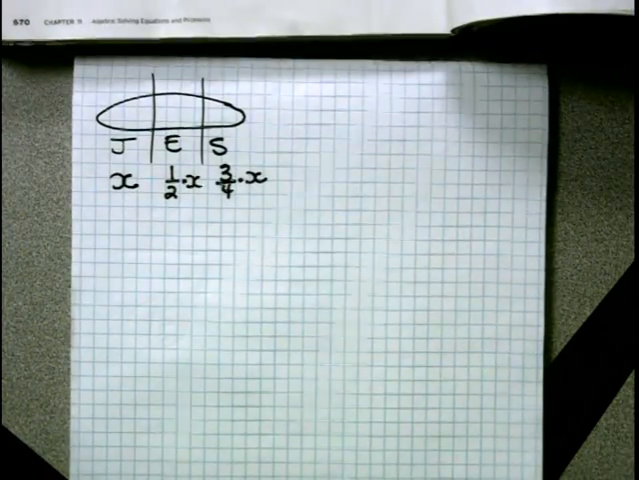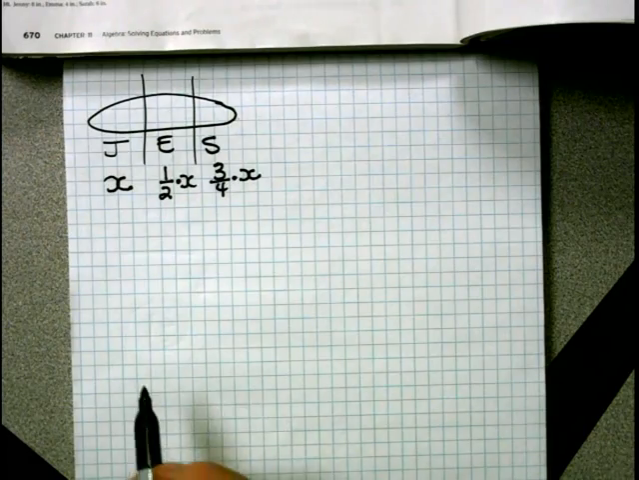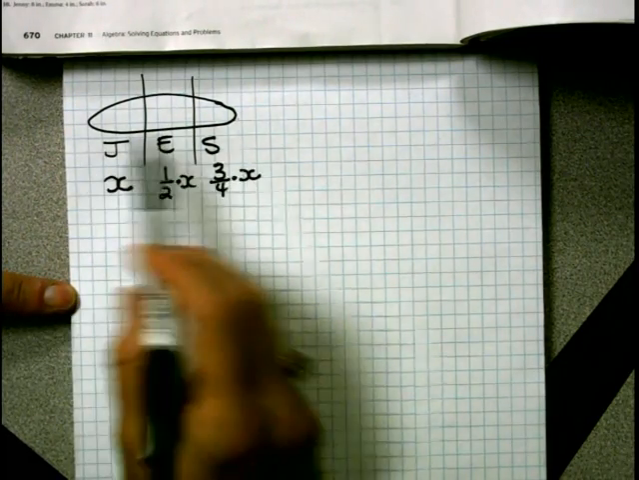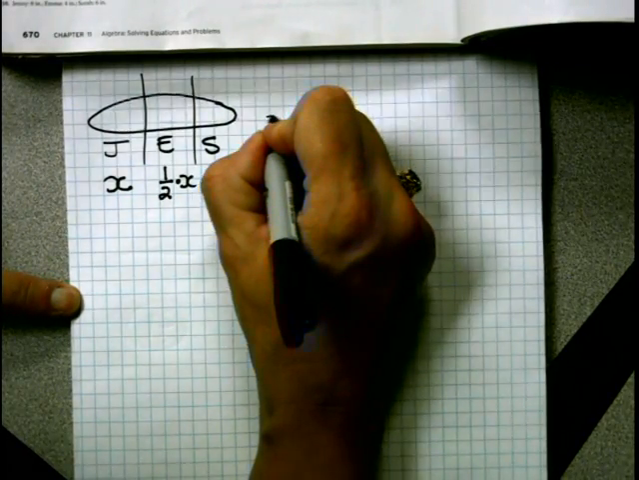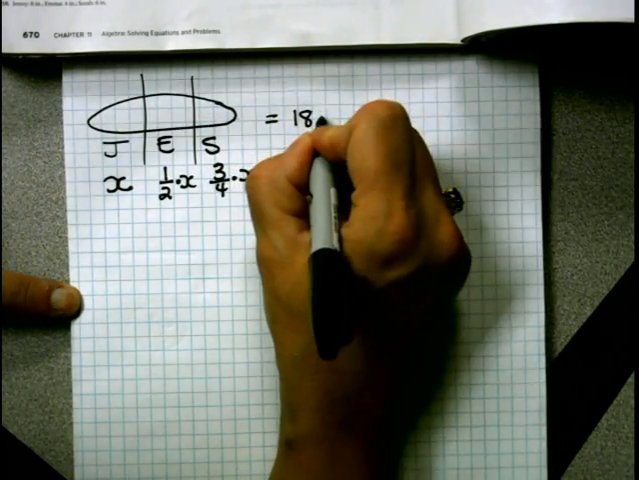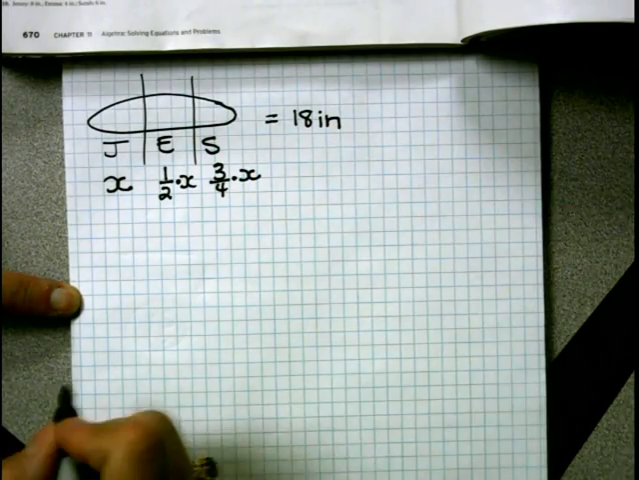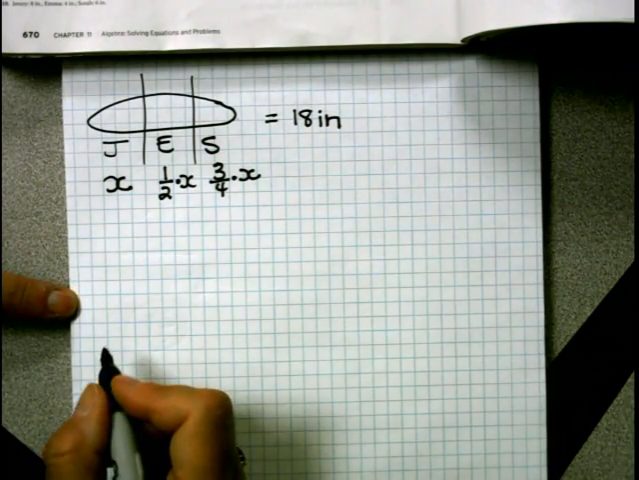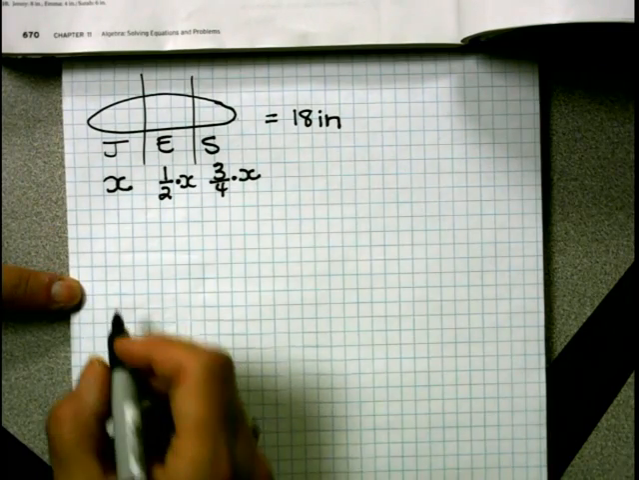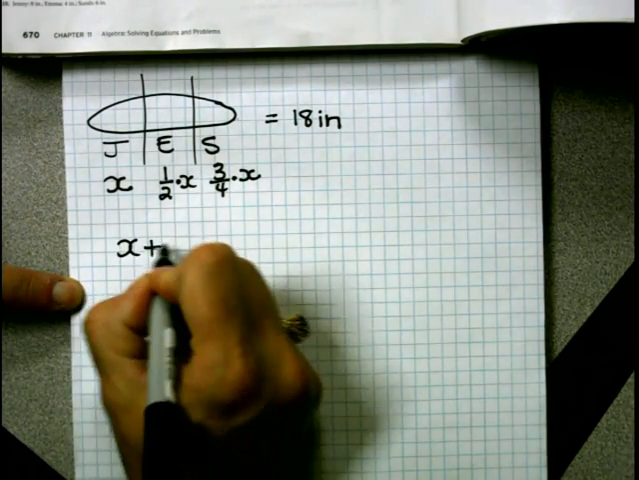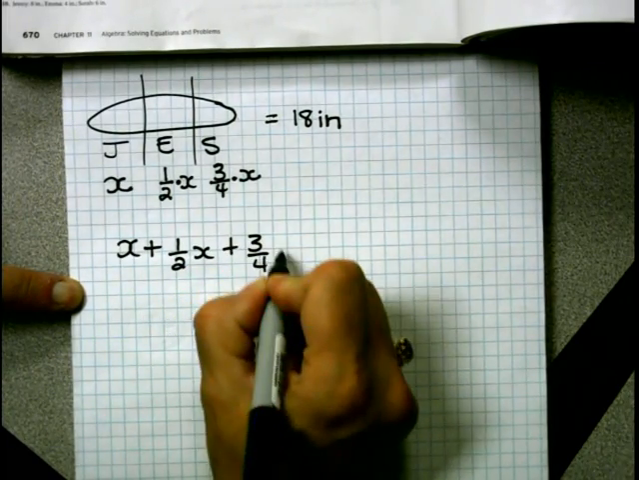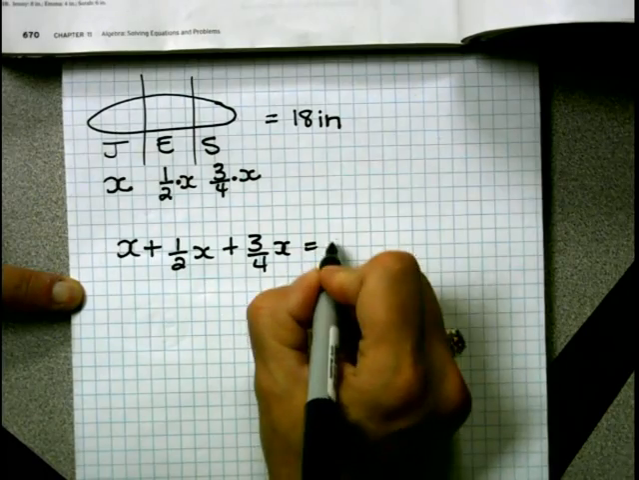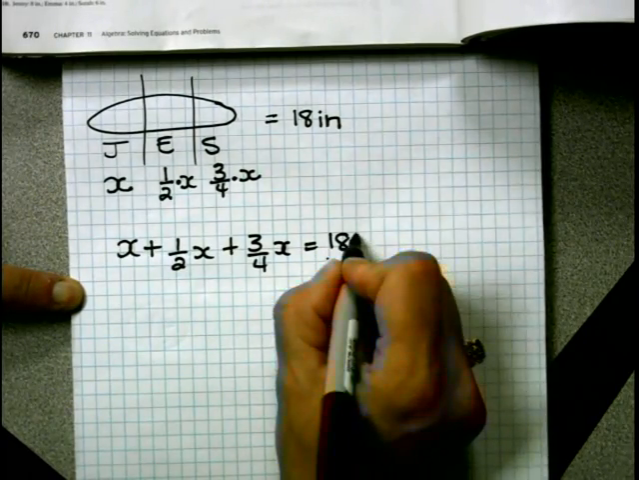So I'll move this up here so you can see. And if we look at this sandwich, we can see that in total we have what? One sandwich which they said was 18 inches. And put 18 inches. You can see we have basically written an equation. X plus 1/2 of X plus 3/4 of X is equal to 18 inches.